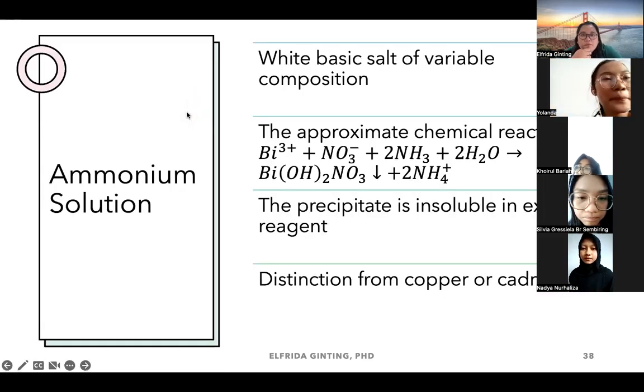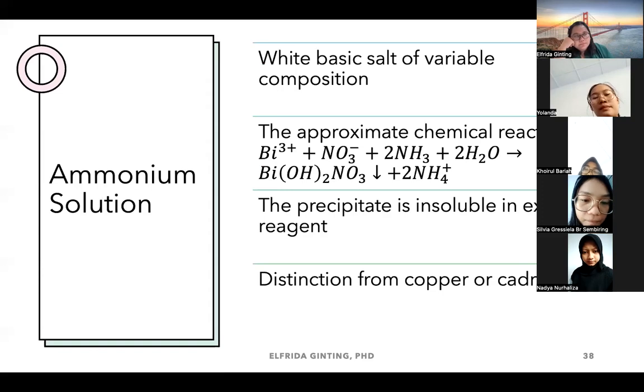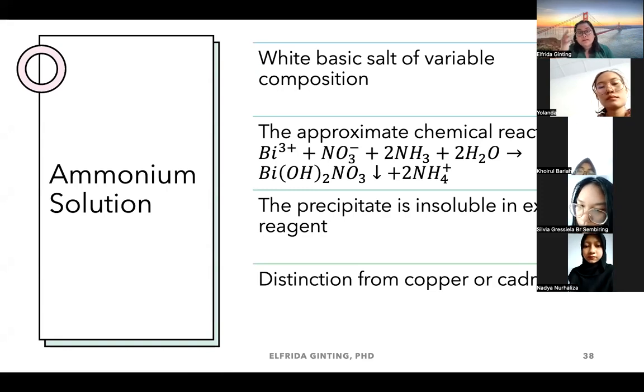Now, next, if we have ammonium solution. So the previous two reagents that we used are acids, right? Hot concentrated and hot dilute. Both will dissolve bismuth sulfide, but the hot dilute nitric acid will still give us sulfur, and the sulfur again gives us a white precipitate.